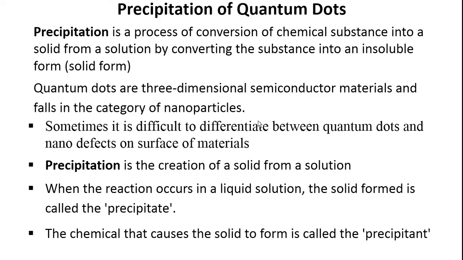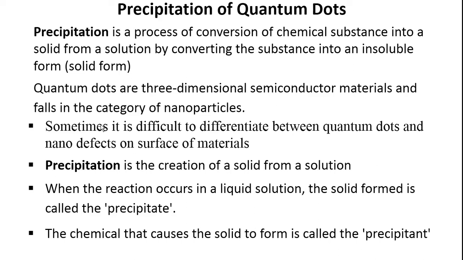In the last class, we discussed the production of nanoparticles and some of the methods which can be used for the fabrication of nanoparticles. Today, we are going to discuss the precipitation of quantum dots, or how quantum dots can be prepared using the precipitation method. So what is meant by precipitation?